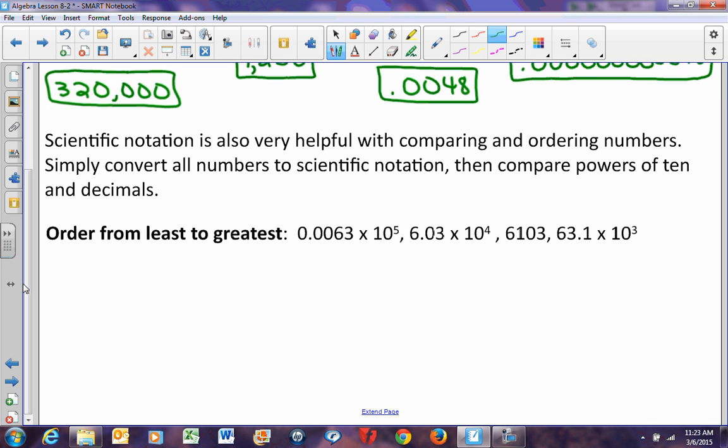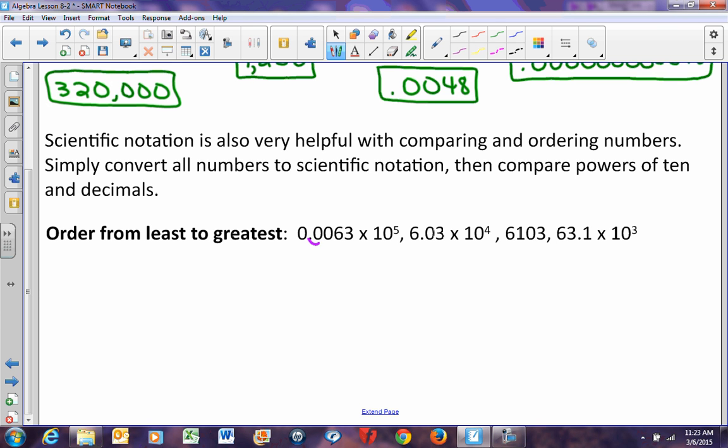Some of these numbers are in scientific notation. Some of these numbers are in partial scientific notation. It looks like they're in scientific notation, but they really aren't. And some of these numbers are just in standard form. So it's just best to convert them all to scientific notation before you compare things. So I'm going to take all these numbers and put them into scientific notation.